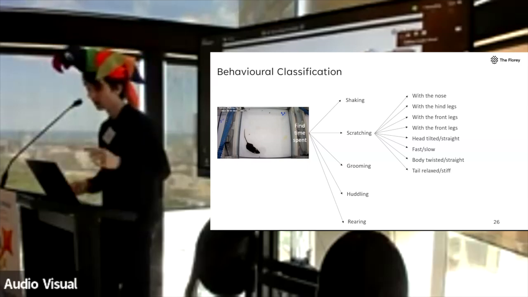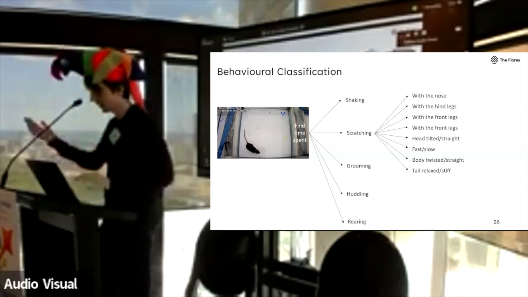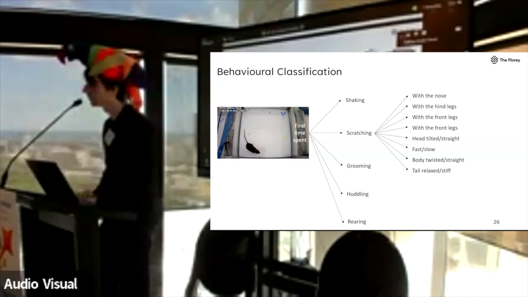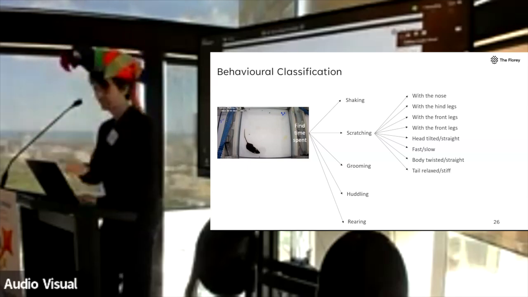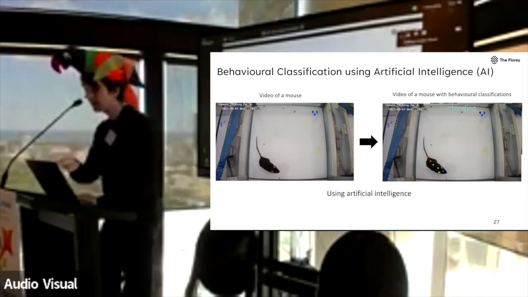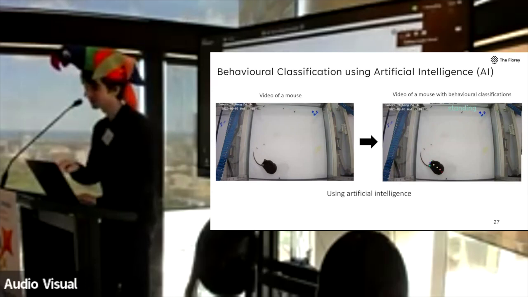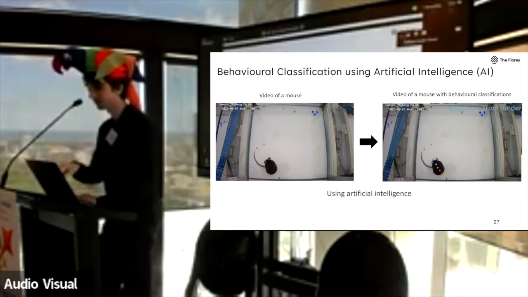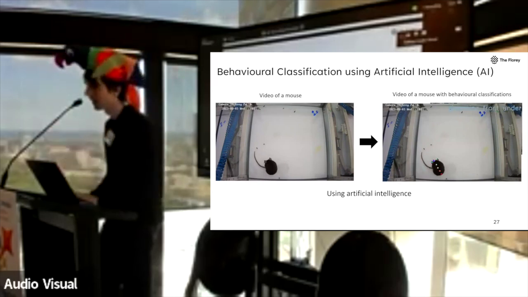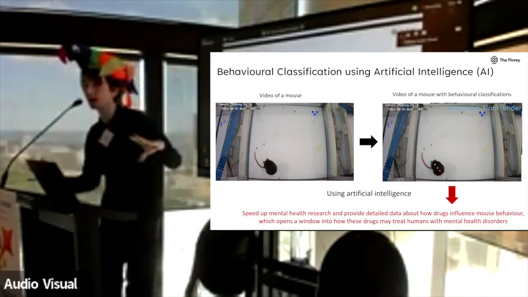But I not only want to make a tool that can just score grooming and huddling or a small number of behaviors, I want it to classify as many behaviors as possible. So if you have a video of a mouse, you can really extract many, many different behaviors. And within each of these behaviors, you can get subtypes like scratching with the nose, scratching with the hind legs, scratching fast or slow, etc. And I want to make an AI tool that can extract all of this behavioral data at once.